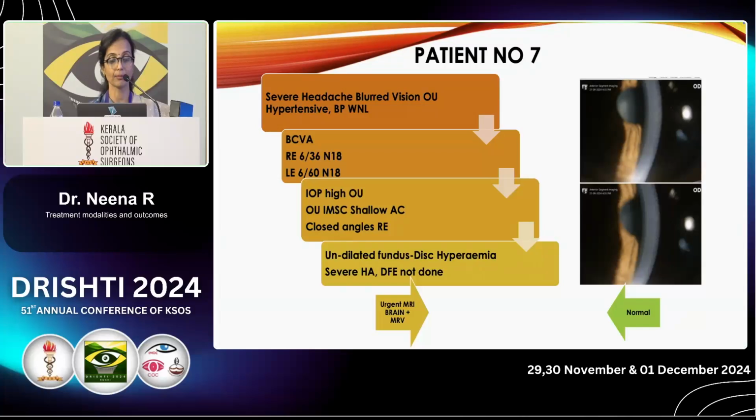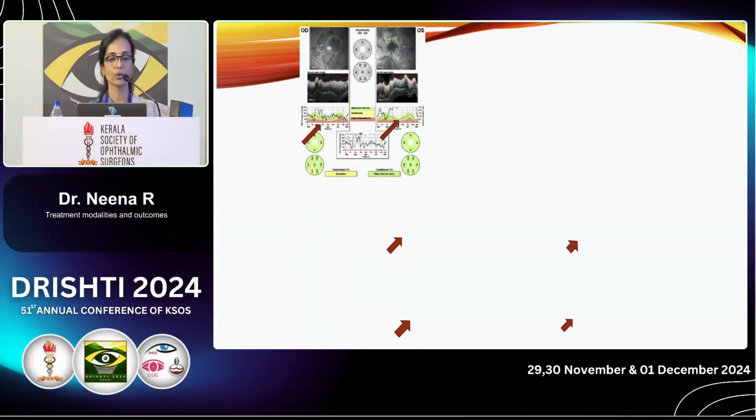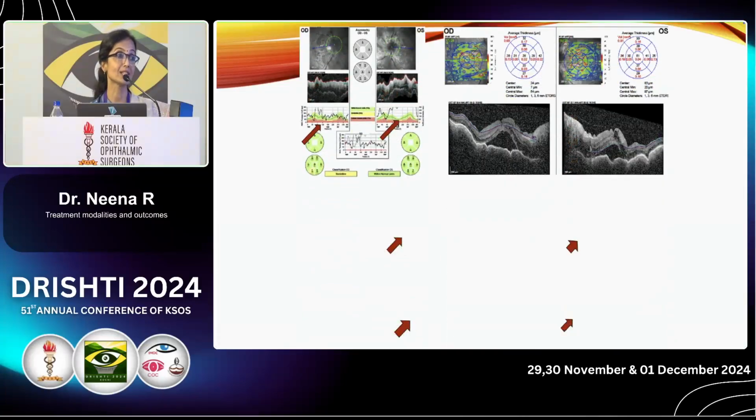Okay, so undilated, we just had a quick look. This looked hyperemic. I don't have the picture because she didn't want to be dilated. She was so unwell. So I was thinking, is she having some aneurysmal bleed or something? And immediately I sent her for MRI, and it came out normal. There was nothing.